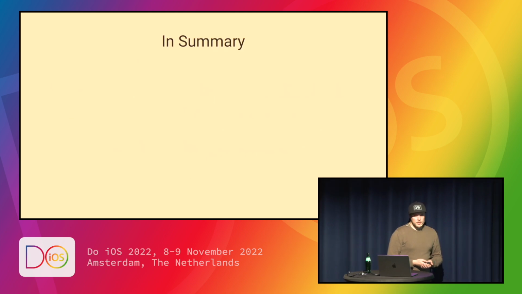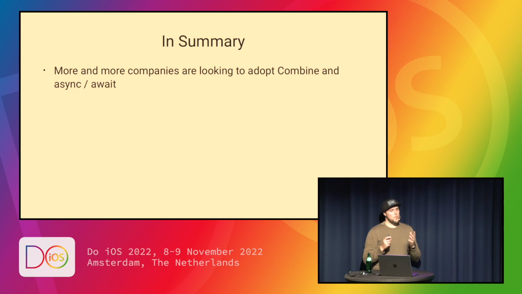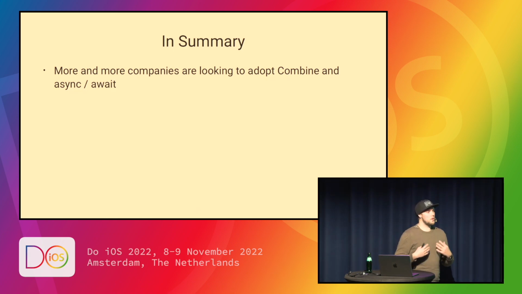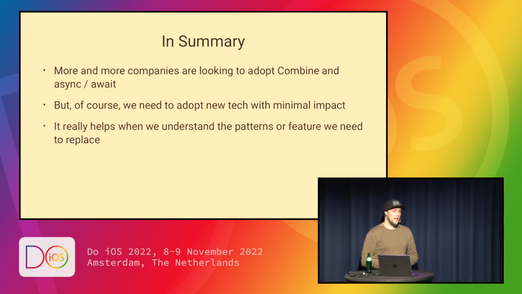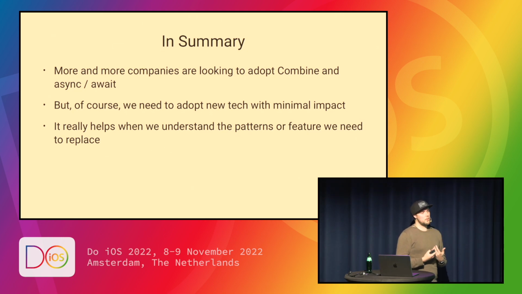So, to summarize this, more and more companies are interestingly looking to adopt combine, but also async await, right? Even though it's been introduced in iOS 13, I'm seeing demand for this go up right now. So it's interesting to see how that is done in existing code bases. Whenever we adopt new technology, we need to do this with as minimal impact as we can, right? We don't want to disrupt our entire team. We don't want to disrupt the entire code base all at once. It really helps when we understand the patterns of features that we need to replace, right?